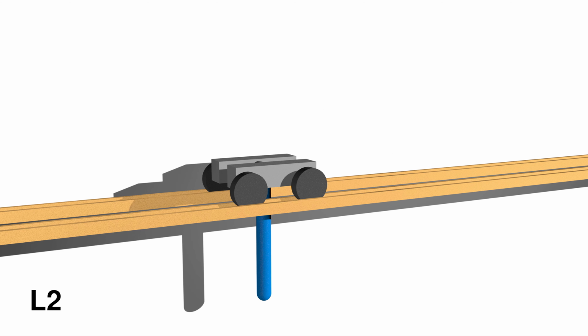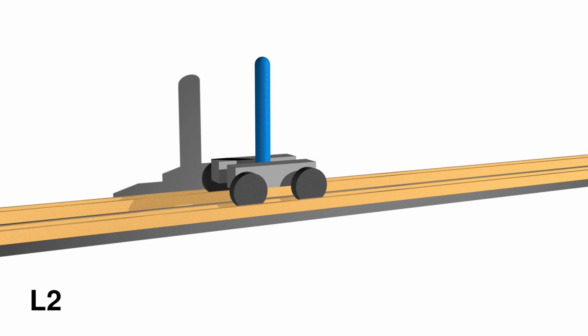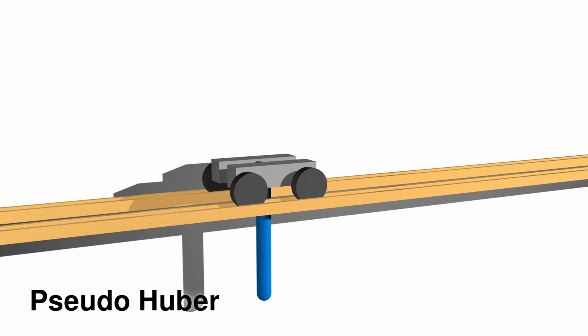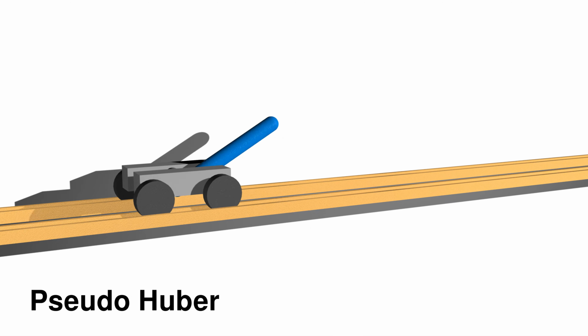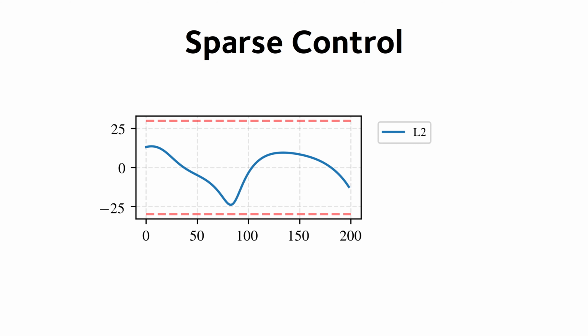To illustrate the effect of sparsity-inducing cost, we plan the motion of a cart pole on a swing-up task. While this allows us to study application of sparse control regularization terms, it is also a nice demonstration of how sparsity-inducing optimal control exploits the natural dynamics of the system. The L2 loss produces a smooth control sequence. We use the pseudo-Huber loss function to induce sparsity in the controls. The task is still fulfilled while the control is sparse.